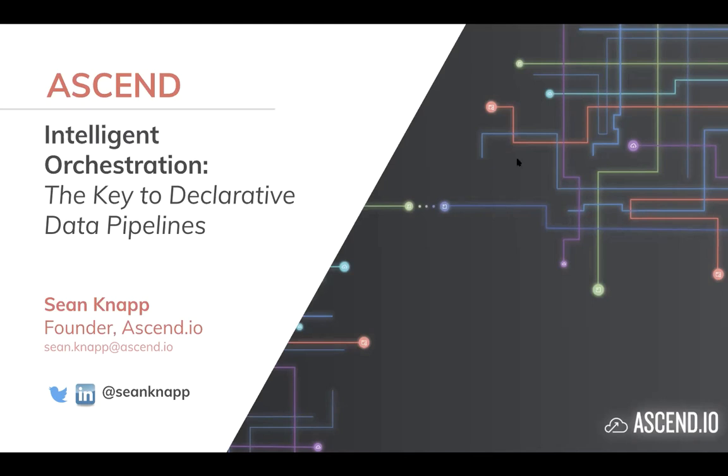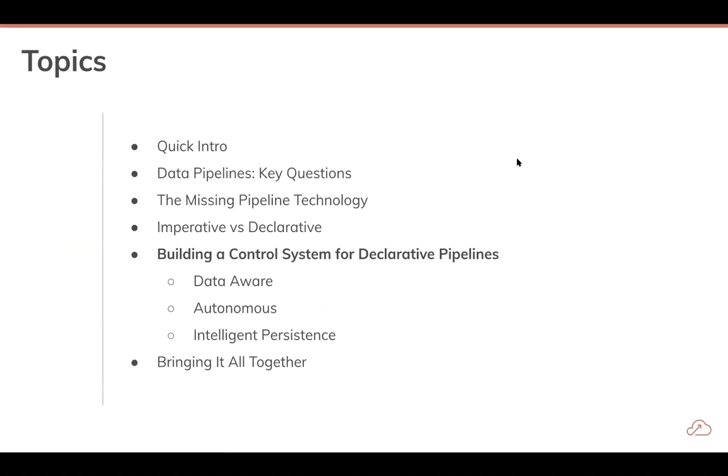A quick walkthrough of the topics that we're going to touch on very, very quickly. First, we'll talk through some of the key questions that we have to answer when we build data pipelines to begin with. We'll highlight where there's really this missing technology and then start to walk into more of the trade-offs between imperative and declarative systems. And then very quickly, we're going to get into the meat of the conversation, which is building of this control system and how we properly support declarative pipelines. So let's get started on that.